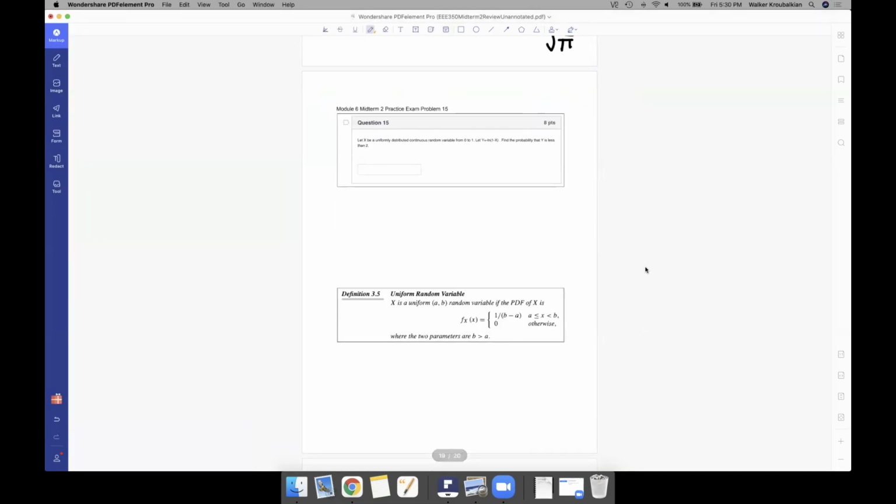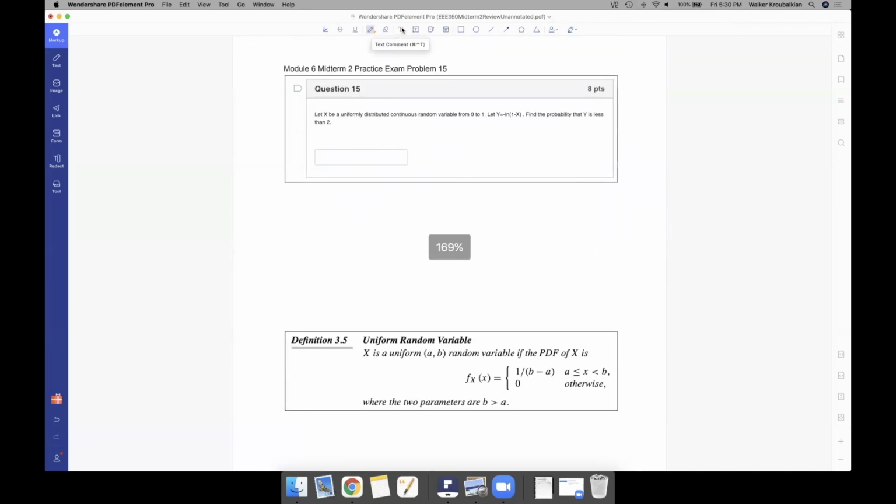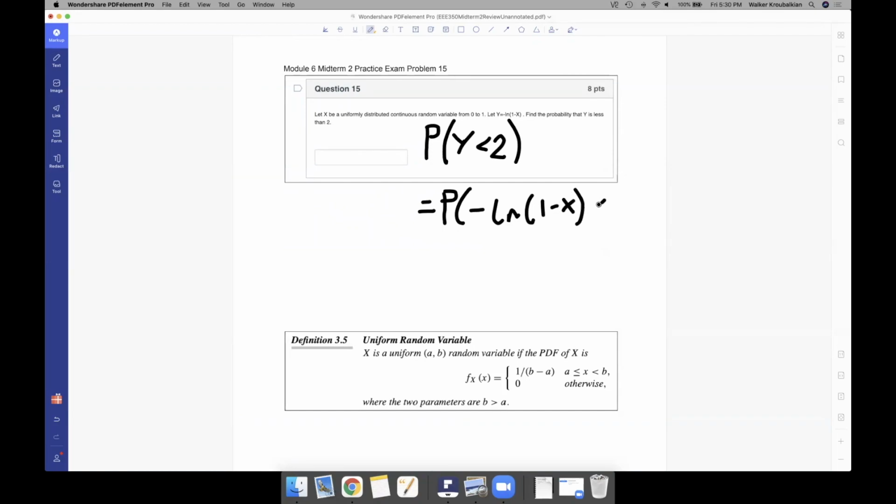All right, so on to problem 15. Let x be a uniformly distributed continuous random variable from 0 to 1. Let y equal negative natural log of 1 minus x. Find the probability that y is less than 2. Okay, so we want to find the probability that y is less than 2. And this is the probability that negative natural log of 1 minus x is less than 2.